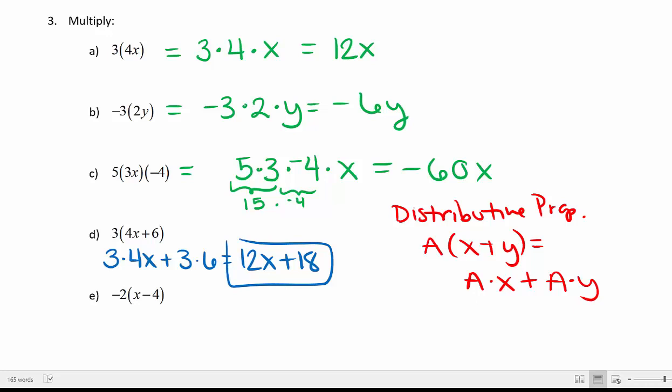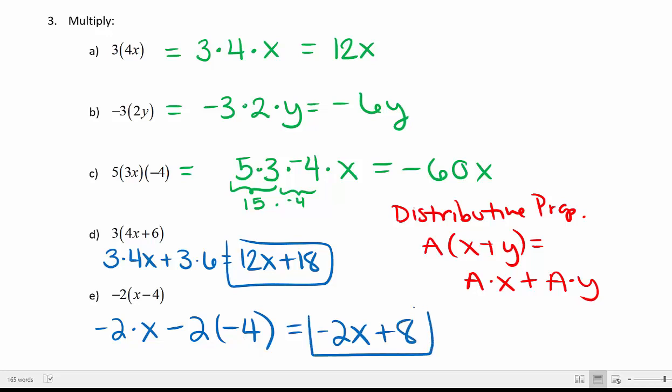Same with part E. This is also a problem where we can use the distributive property. That means we can take the negative 2 times the x, and then we would take the negative 2 times, I'm going to think of that as a minus 4, and that would give us negative 2x, and a minus 2 times a minus 4 would become a plus 8. Notice that when you distribute a negative number, that actually ends up changing the sign. Multiplying by a negative always changes signs.